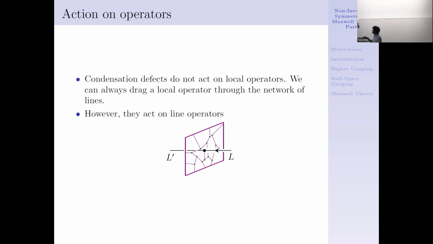We typically refer to these surfaces as condensation defects. And as a matter of fact, they do not act on local operators because we can always pass a local operator through the network. But they do act on line operators, like in this picture, where we have a line. This is not necessarily a topological line; it can be a Wilson line. And when it hits the network, it gets transformed into a new line.